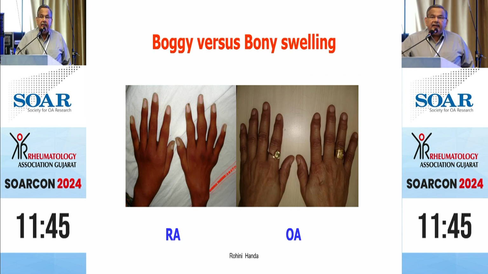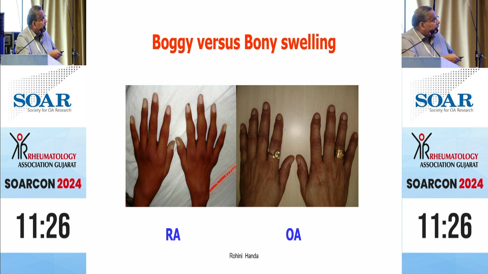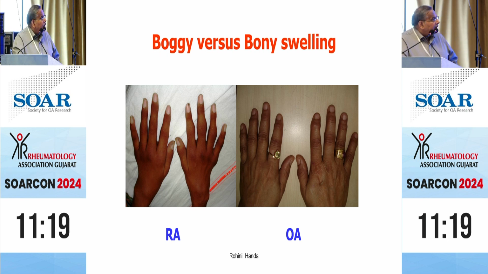Then as a clinician, you learn to recognize the boggy versus bony swelling. Occasionally you could have rheumatoid arthritis patients with nodular OA of the hands, and the two may coexist. And this is an example of the plump swelling that you get with rheumatoid arthritis. In contradistinction, you have the bony swelling of osteoarthritis.